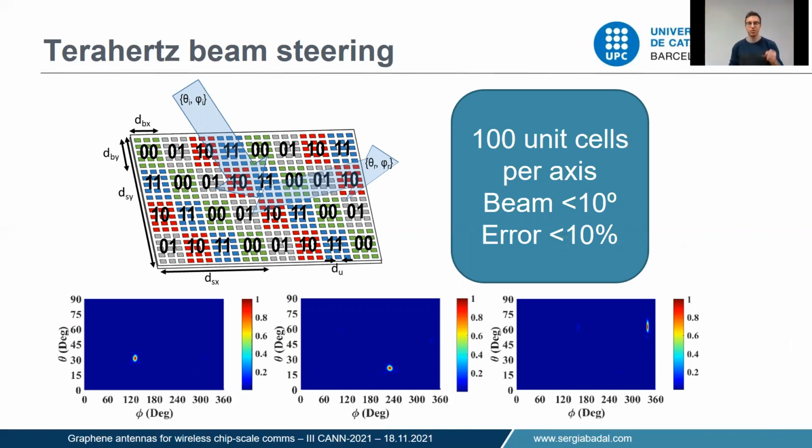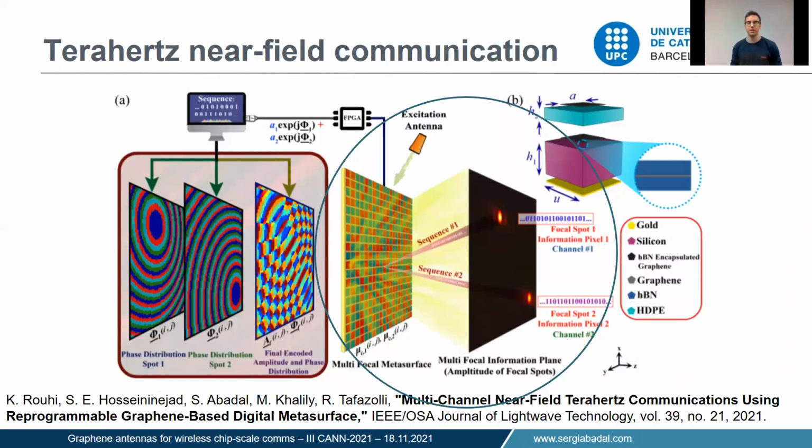metasurface reflect array with graphene unit cells, in which if you are able to bias these graphene elements independently, then you are able to encode it in a way that the reflected beam is going to go to different directions, and the plots on the bottom of this picture show different directions. We show that the waist of the beam is less than 10 degrees, and the error of where we steer the beam is less than 10%, with 100 unit cells per axis, which is not more than a millimeter per dimension.